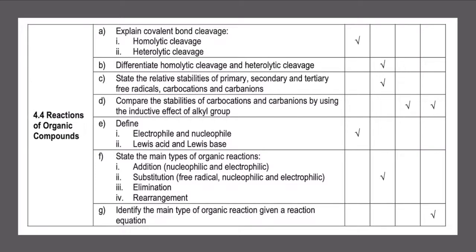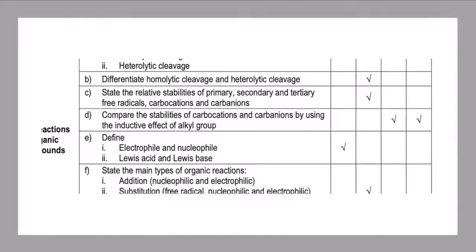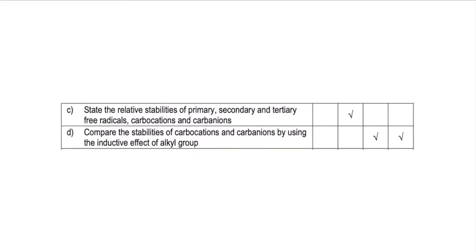Okay, before we begin, here's a little recap. In the first video, I already explained what homolytic cleavage and heterolytic cleavage are and the difference between these two. In this video, we are going to focus on the learning outcome, which, like I mentioned before, is all about intermediate. Intermediate refers to free radicals, carbocations and carbanions, and we are going to compare the stabilities of carbocation and carbanion by using the inductive effect of alkyl group.